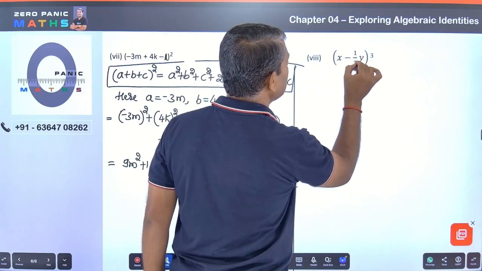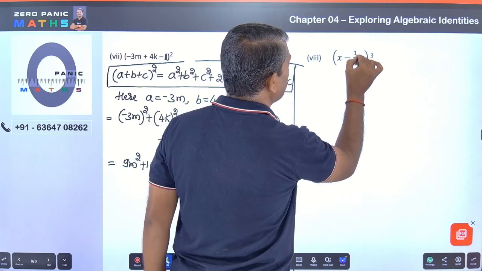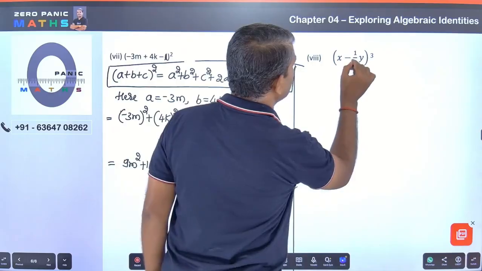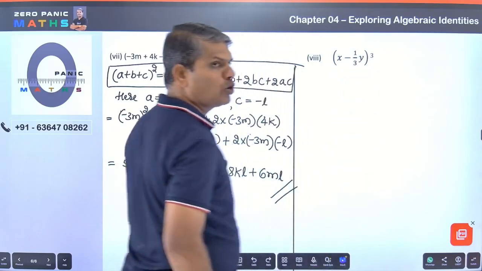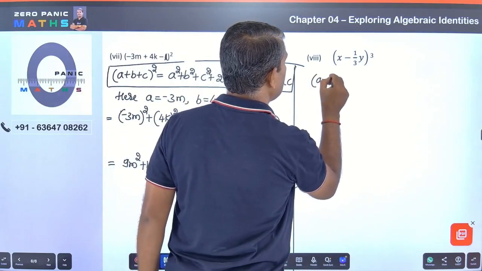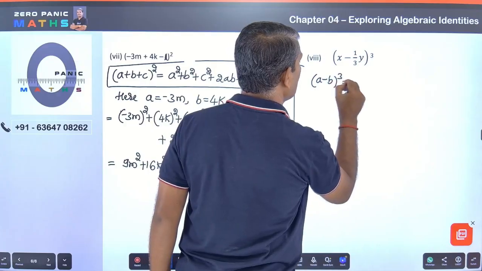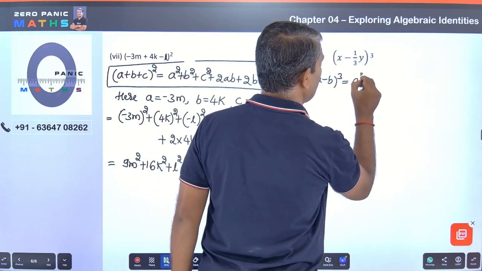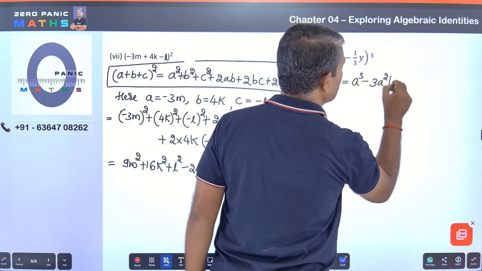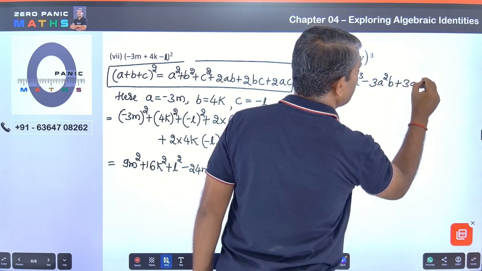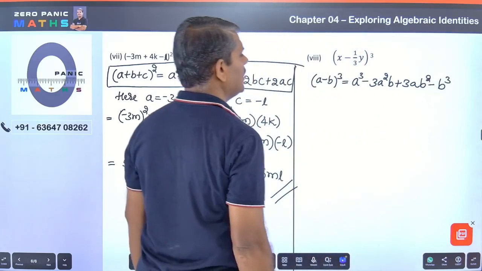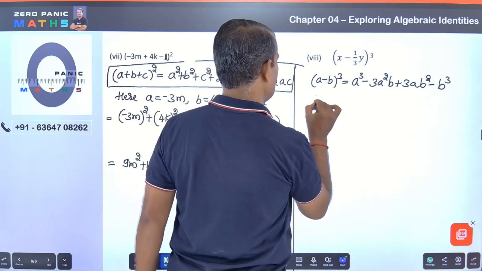1 by 3, 3 in the denominator, and y is multiplied to this term, so I can consider y in the numerator itself. Okay, so it is looking like (a minus b) whole cube. You have to remember that formula also. (a minus b) whole cube is equal to a cube minus 3a square b plus 3ab square minus b cube. This is the formula we are going to use here.